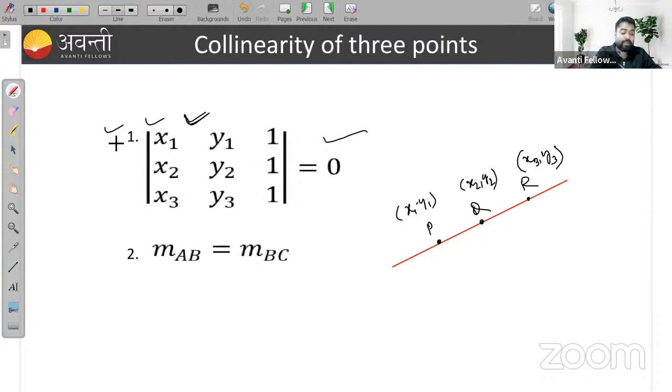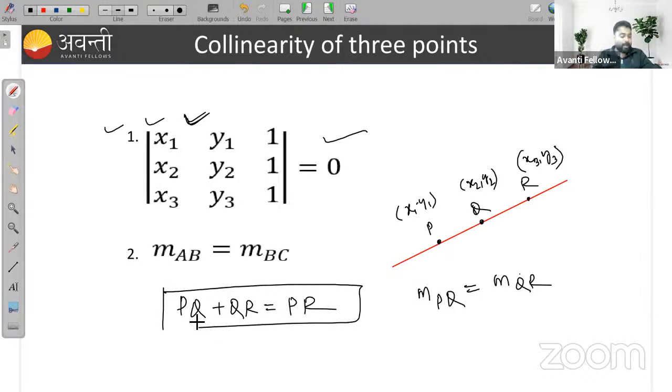And the second way is we can say slope of PQ is equal to slope of QR. Simple. Slope of PQ is equal to slope of QR. Another way is there also: PQ plus QR is equal to PR. This is the third way.